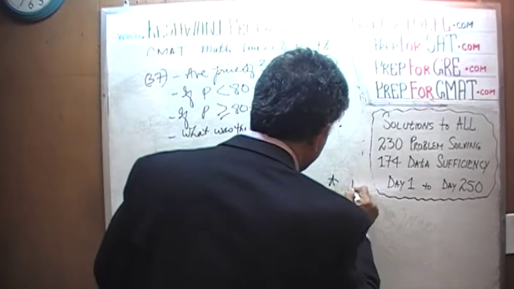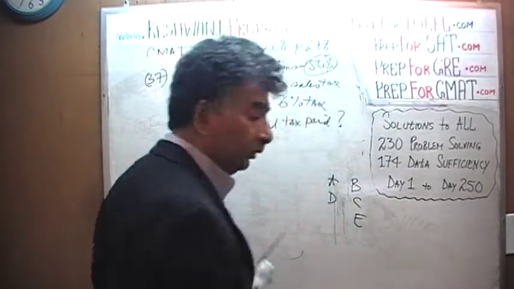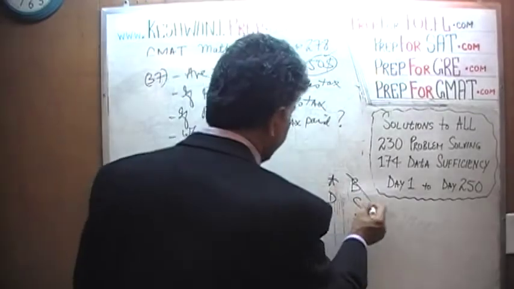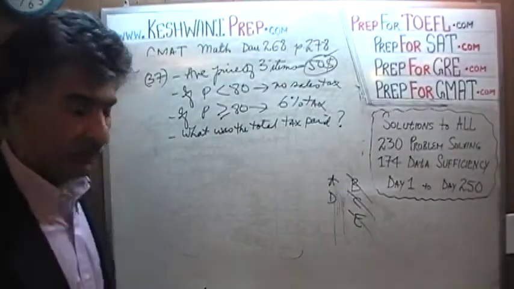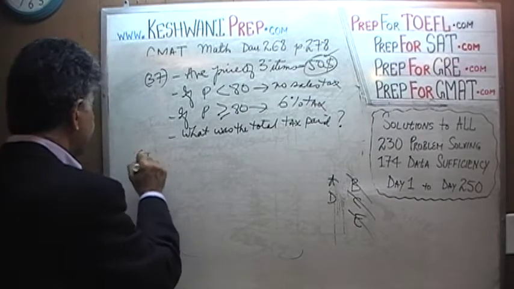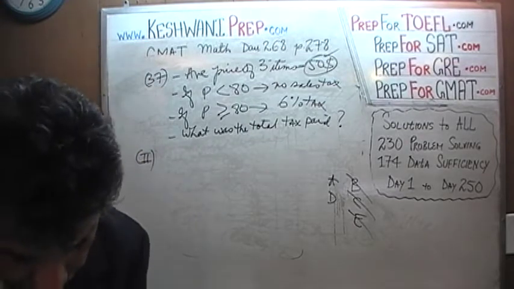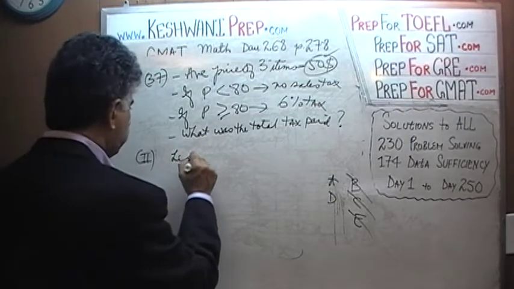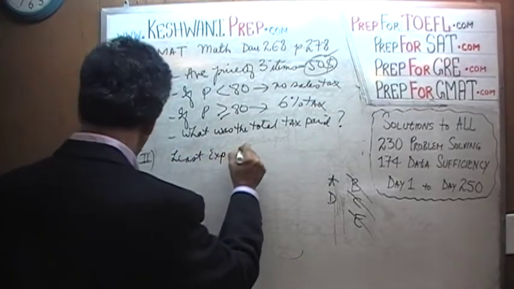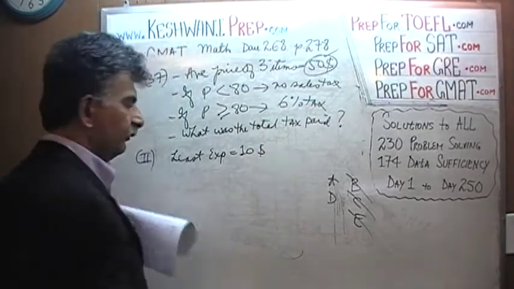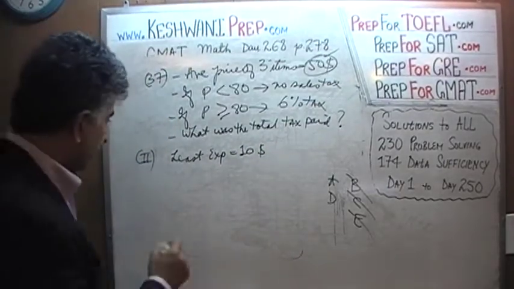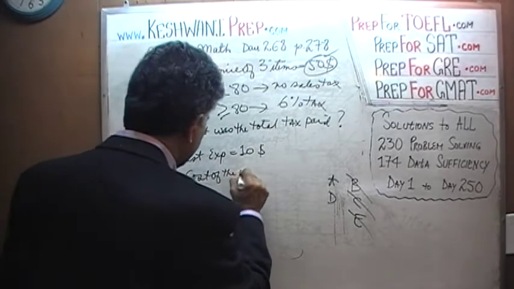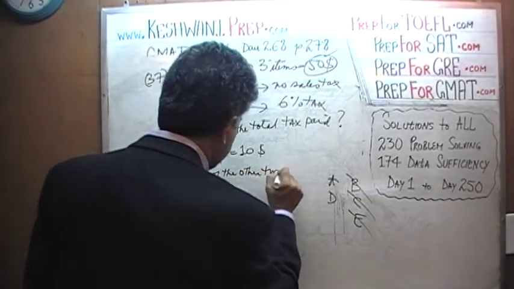A, D, B, C, E. Because we just found out that the first statement by itself was sufficient, we know the answer cannot be B, C, or E. It will have to be either A or D. In the second statement, they tell us that the least expensive item was $10.